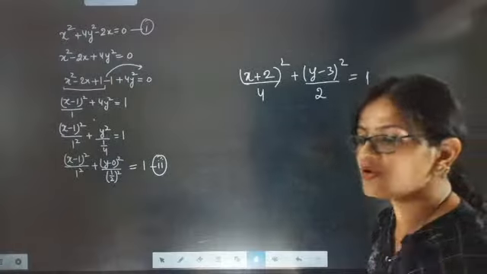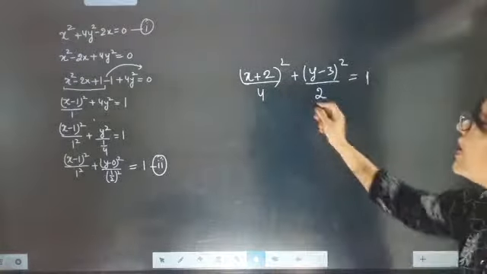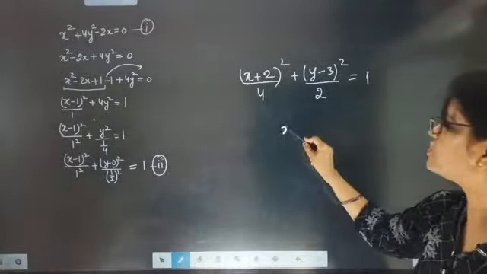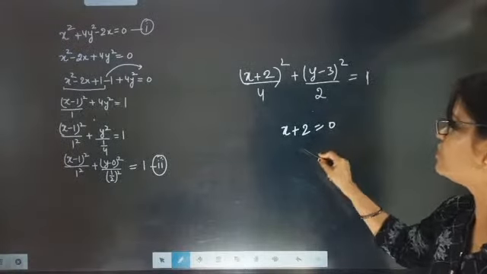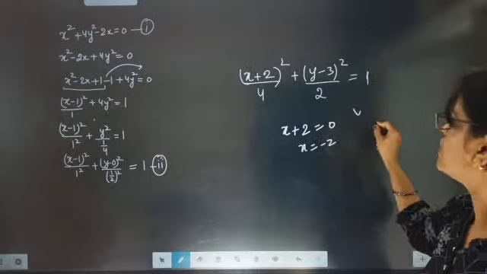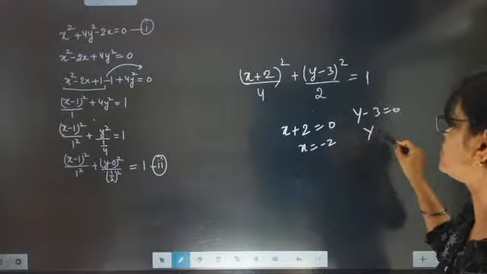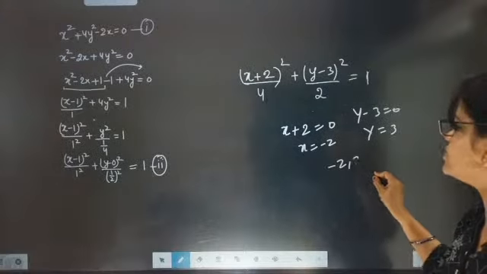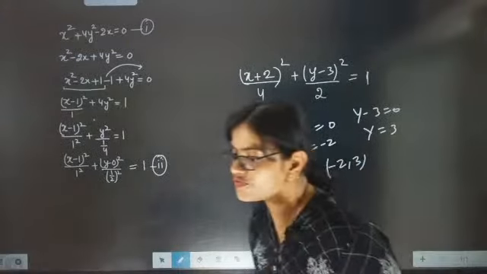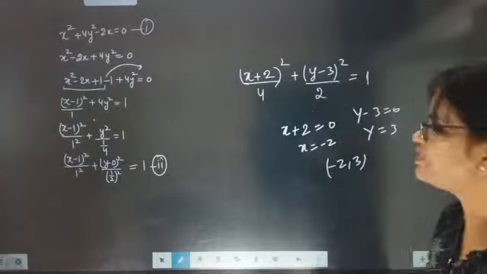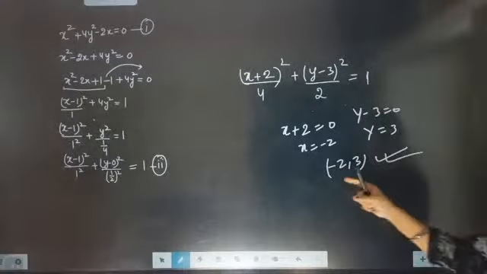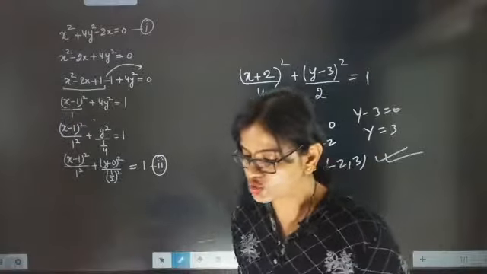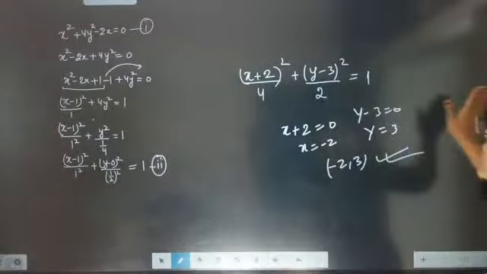So where will be the origin? So origin will be, beta, again keep this one equal to 0. So x plus 2 equal to 0, so x equal to minus 2, y minus 3 equal to 0, so y is coming as 3. So minus 2 comma 3. So where you have to shift the origin? You have to shift the origin to this point. So shifting the origin to minus 2 comma 3. Shifting the origin to which point?